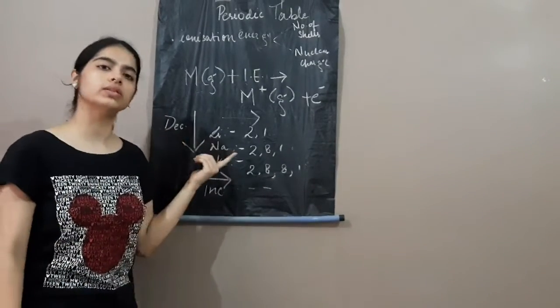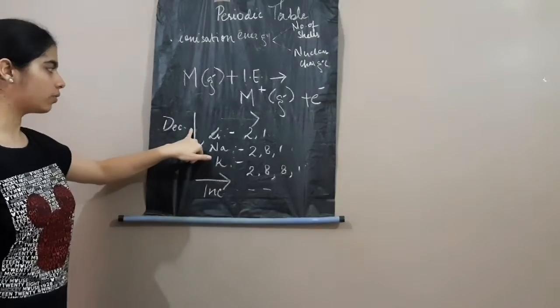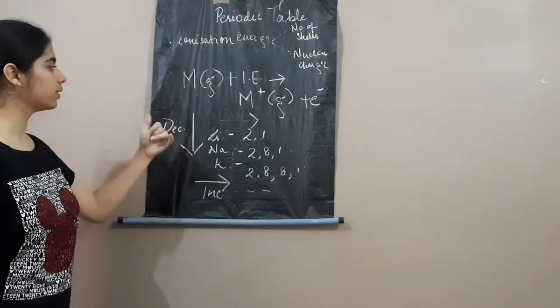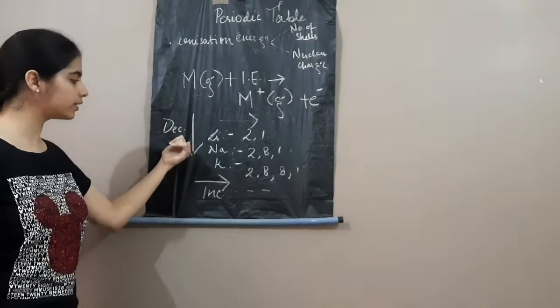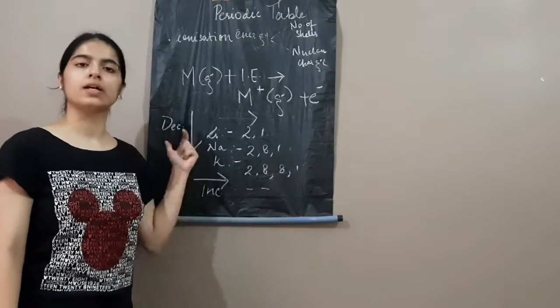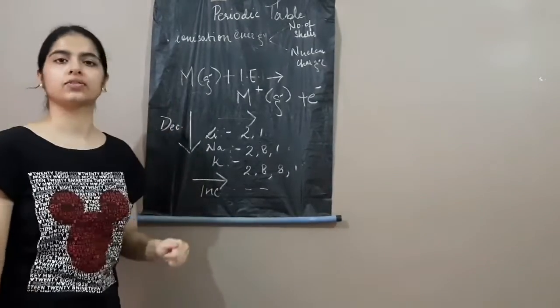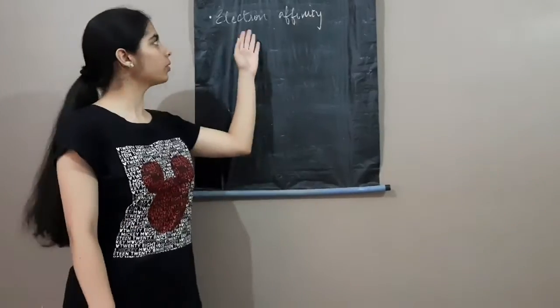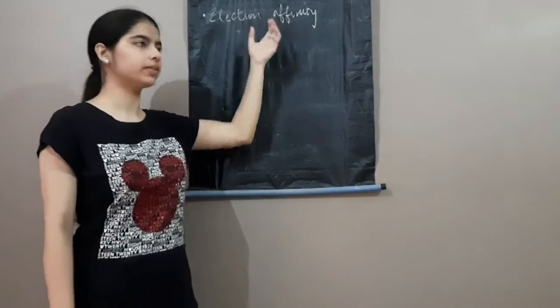So the 2 reasons: when we go down the group, the number of shells is increasing, and when we go across a period, the nuclear charge is increasing. So this is what we had about ionization energy. Now we will discuss electron affinity.